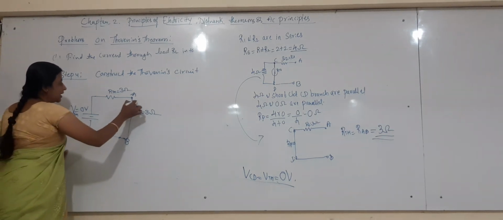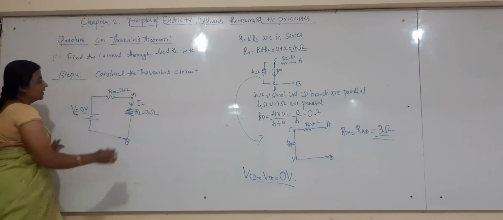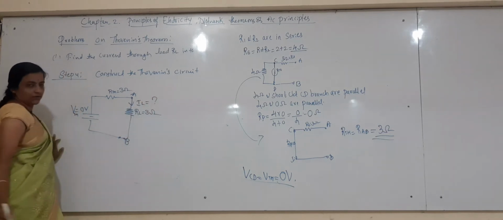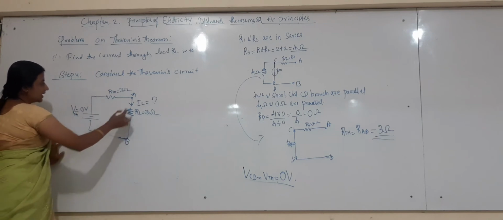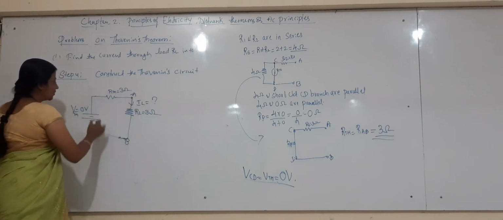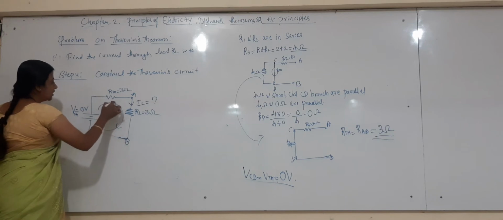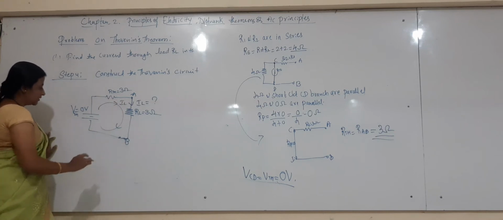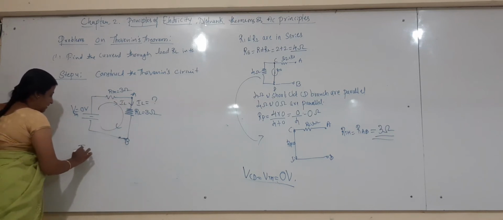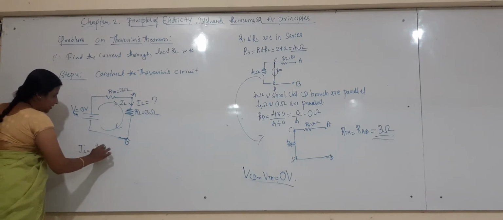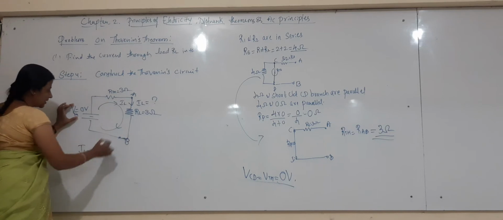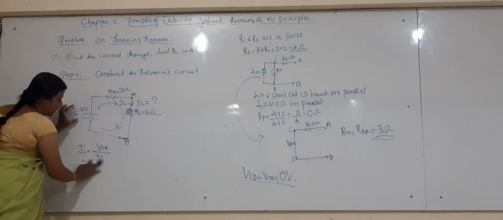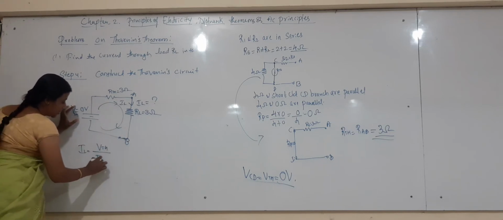In RL, the current IL will flow. So how much is that current? We have to determine it. For that purpose, after reconnecting, one closed circuit is formed. So in this circuit, determine the current IL. That is nothing but IL is equal to VTH divided by R total.